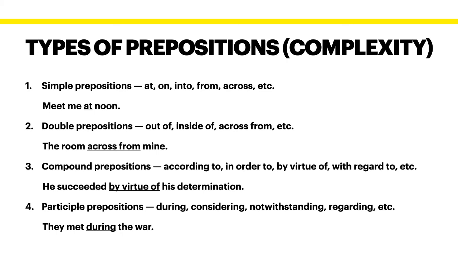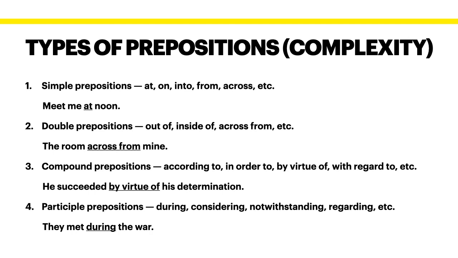The next type of preposition is called participle preposition. This is not particularly complex. It is just that the word functions as a preposition. It performs the function of a preposition in a sentence, but it looks like a participle. It looks like a present participle, that is the ing form of a verb. Sometimes it can even look like a past participle with an ed form of the verb, but most of them are with ing. So examples are during, considering, notwithstanding, regarding, etc.